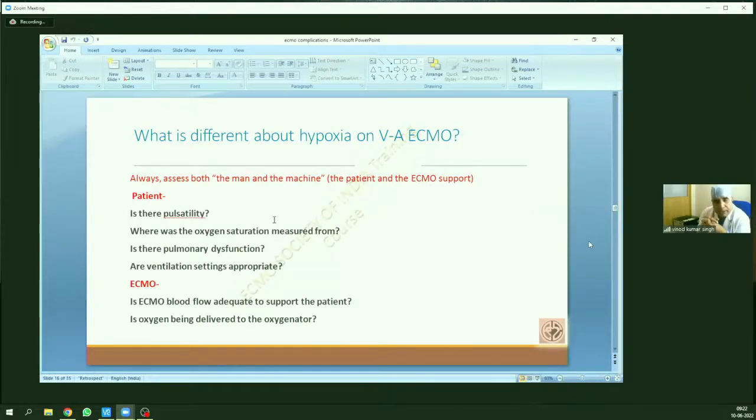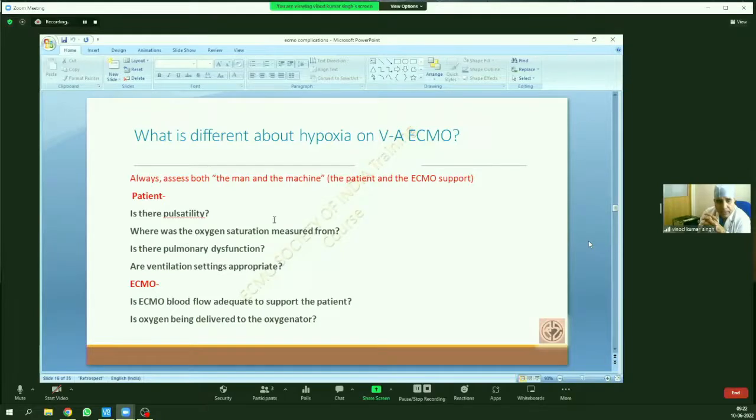Whether the patient is on VA ECMO or VV ECMO, if the patient has hypoxemia, look at the machine, look at the patient, and try to find out, in VA ECMO particularly, is there pulsatile flow or not, and what the oxygen saturation is on the right hand and left hand. Is there a pulmonary dysfunction associated with cardiogenic shock, and are the ventilator settings appropriate? Also look at the ECMO: is the blood flow adequate for the patient, meaning adequate ECMO support, and is oxygen being delivered to the oxygenator? That would again be a machine-related problem.